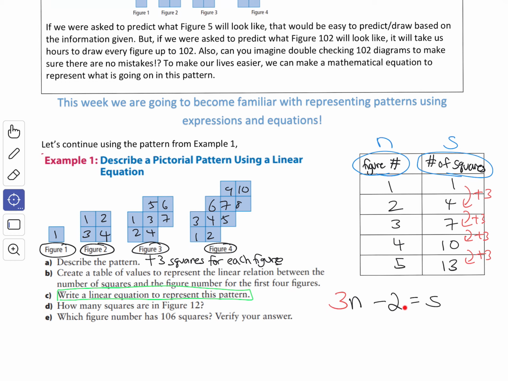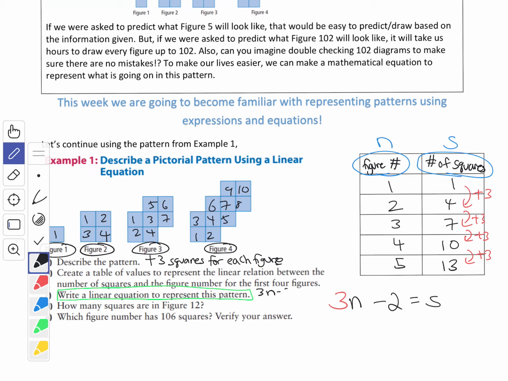Pretty simple, right? So we need to look at the constant increase and put that as our coefficient, and then add or subtract to make the equation true. Okay, now that we have an equation, we can easily answer D and E. So this is our equation, right? And the linear equation was 3n minus 2 is equal to s.